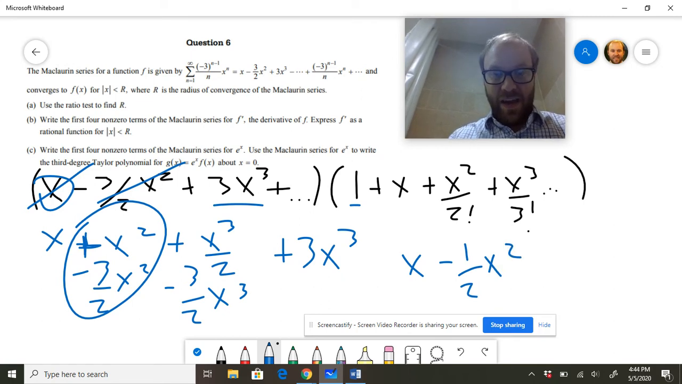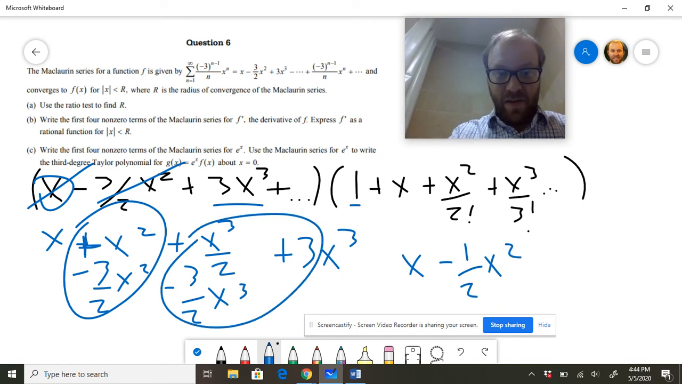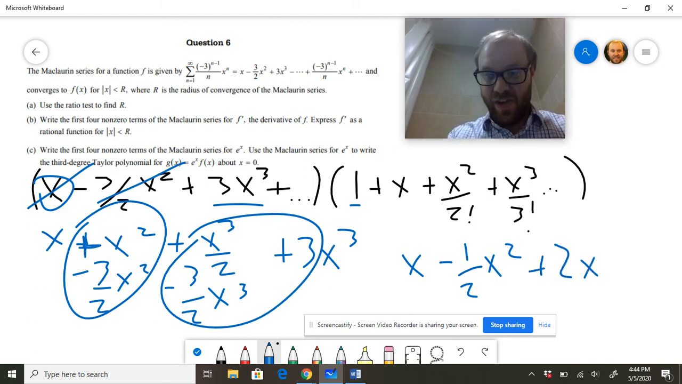And now we just need our x cubed term. We've got a bunch of stuff going on over here. We've got a 1/2 x cubed and a negative 3 halves x cubed. That's a negative 1. And then we're adding 3, and that's going to be plus 2 x cubed. And anyway, that's going to complete our series. That's all you need to get to the third power.